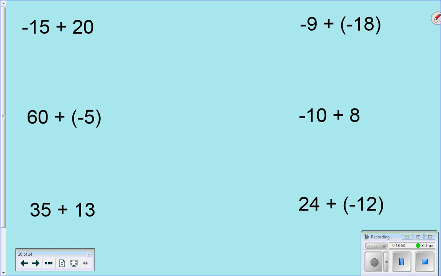All cats. Negative 10 plus 8. Logan? Negative 2. Yep, that's right. 24 plus negative 12. Emily, what do you got? 12. Nice job. Questions so far?